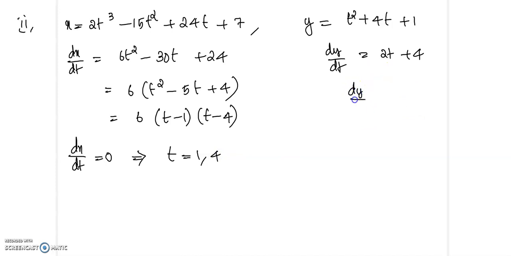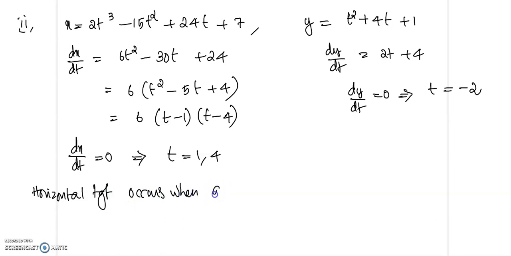And similarly dy by dt will be 2t plus 4. So dy by dt equal to 0 implies t will be equal to minus 4 by 2, so that is minus 2. So therefore horizontal tangent occurs when dy by dt is 0 and dx by dt is not equal to 0. So that implies t must be equal to minus 2.